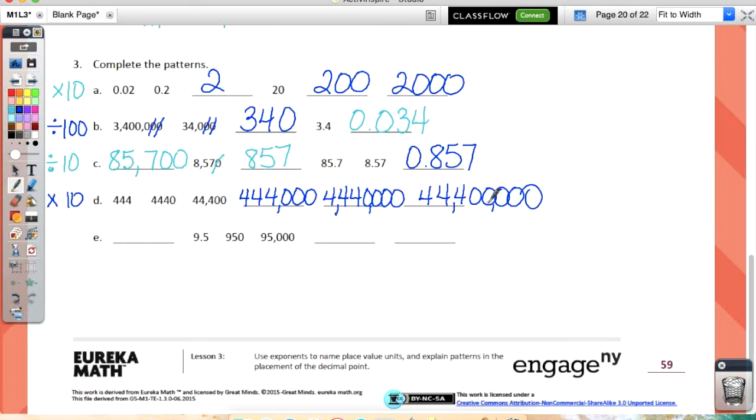Table 1, am I increasing or decreasing? Increasing. So I'm going to multiply. I bet it's not times 10 again. What do you think? Probably not. So times 100. How do you know? Because they added 2 zeros. Very good. So times 100. Okay?